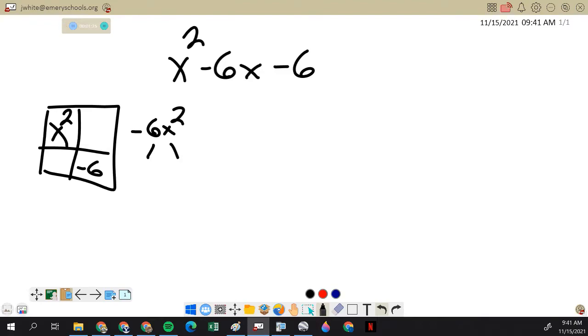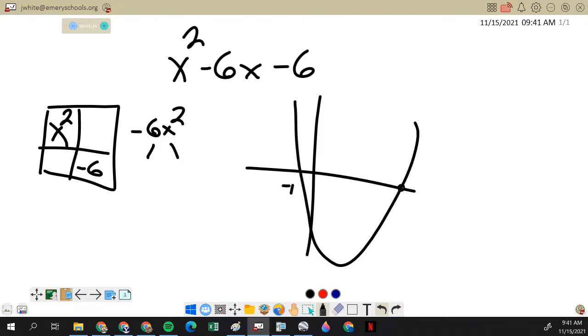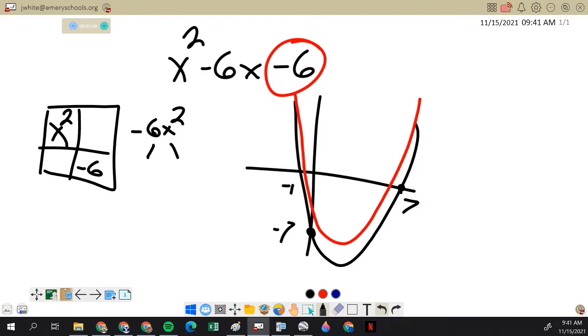But the one we just graphed looks like this. No, I didn't draw it very well. It hits at negative 1 and at 7, and it hit the y-axis at negative 7. This one hits the y-axis at negative 6, so it's just a little bit higher, and it still hits the x-axis twice. So we need another way to figure out where the graph crosses the x-axis. And there are a couple other ways, but I'm going to teach you today the quadratic formula.